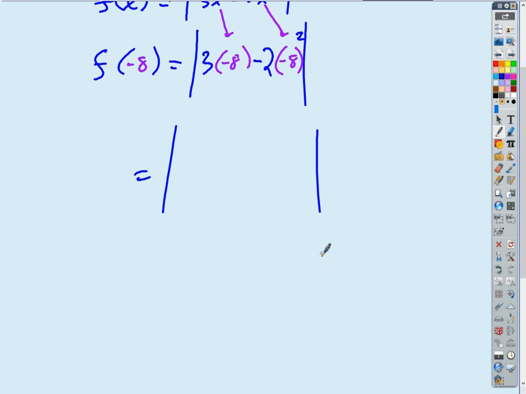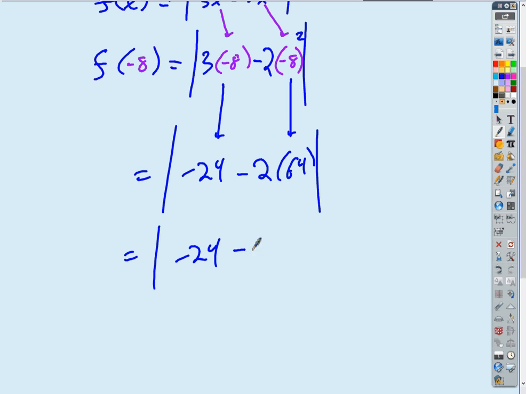Well, I've got absolute value bars. What's 3 times -8? Minus 2 times what's -8 squared? See my point? And then I get -24 minus 128 inside absolute value bars. What does all this stuff become? -24 minus 128, so that's -152. And then finally, what's the absolute value of -152? 152.